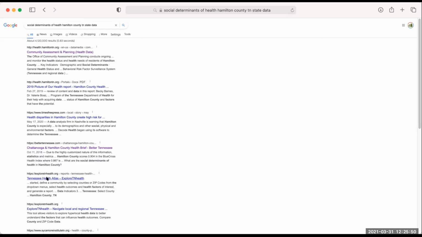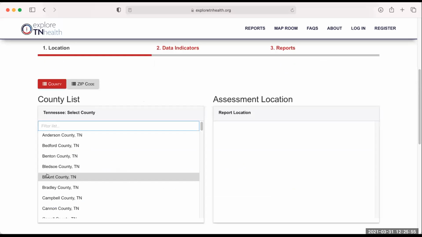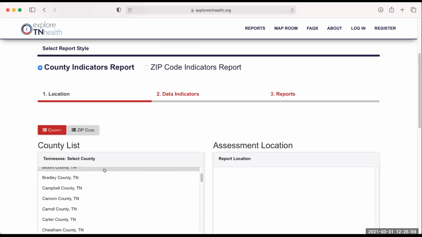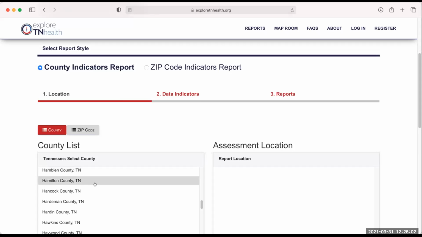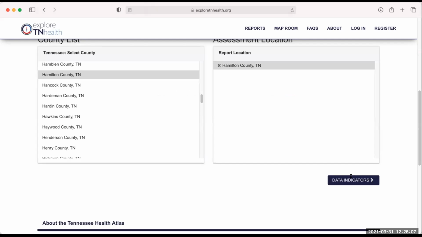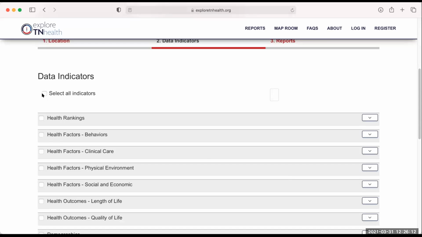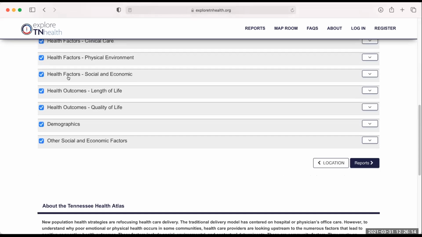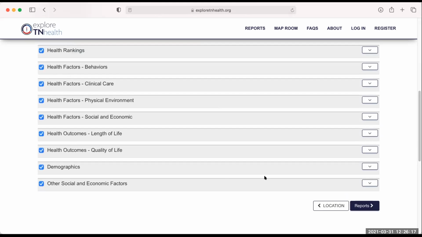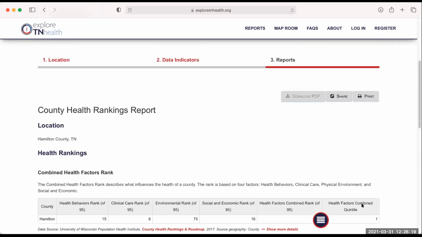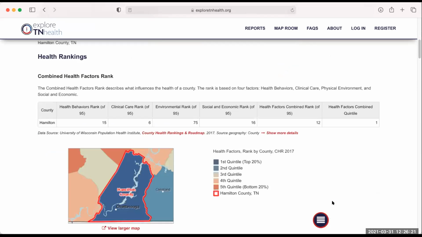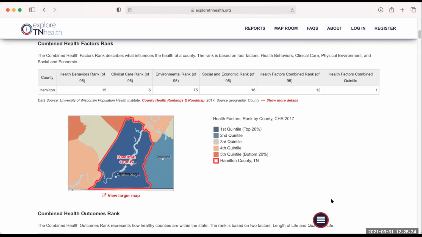exploretnhealth.org. So if we go ahead and look here, you'll see that there's actually this website that's being designed to let you browse a lot of related data. So I can go ahead here and look at Hamilton County and ask, show me the data indicators. I can select which ones I want to see. And you see that these are sorted into different categories. And now I'll go to reports. And you'll see that it is giving me a snapshot of all these things.